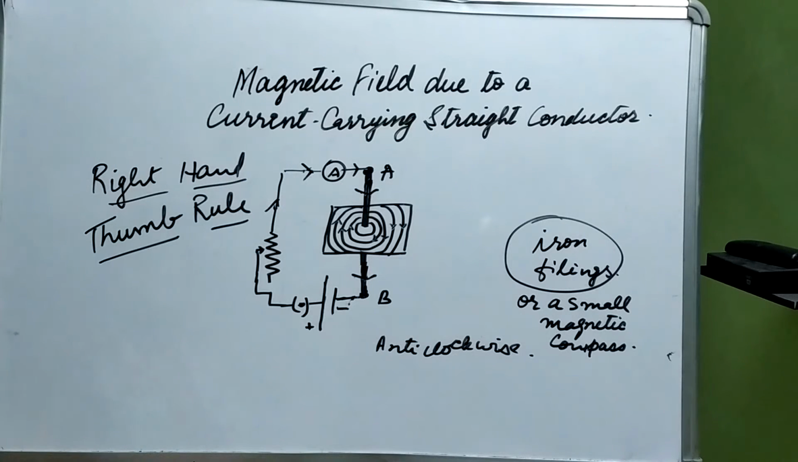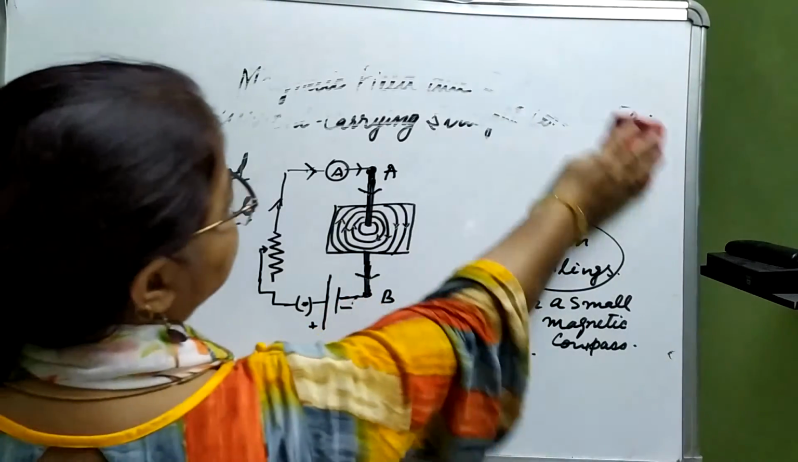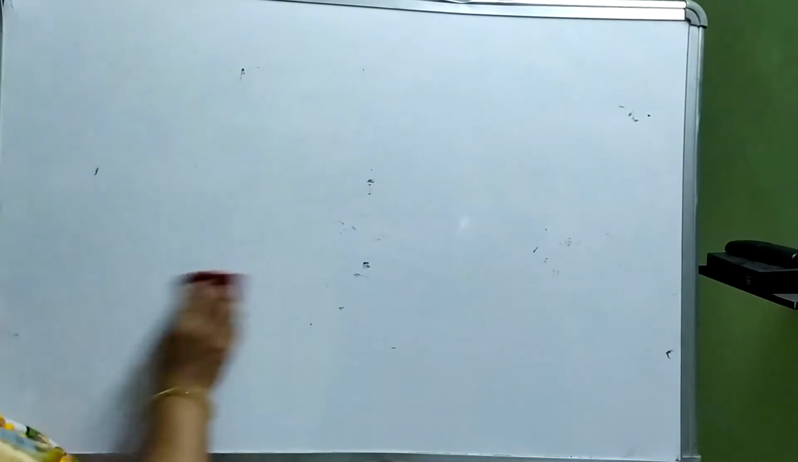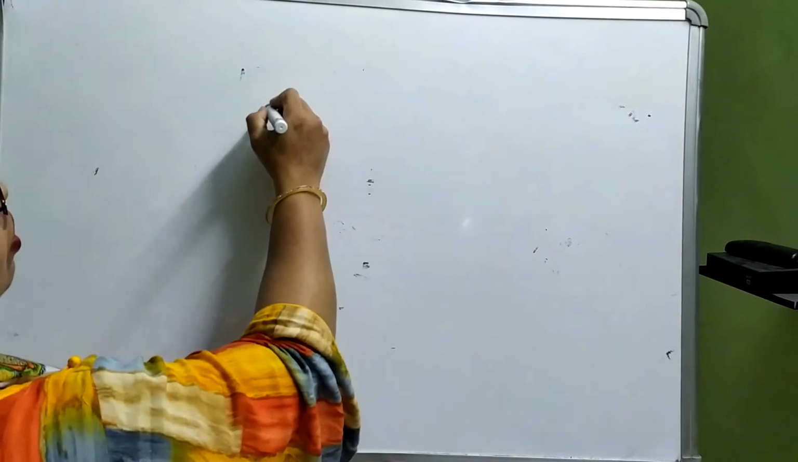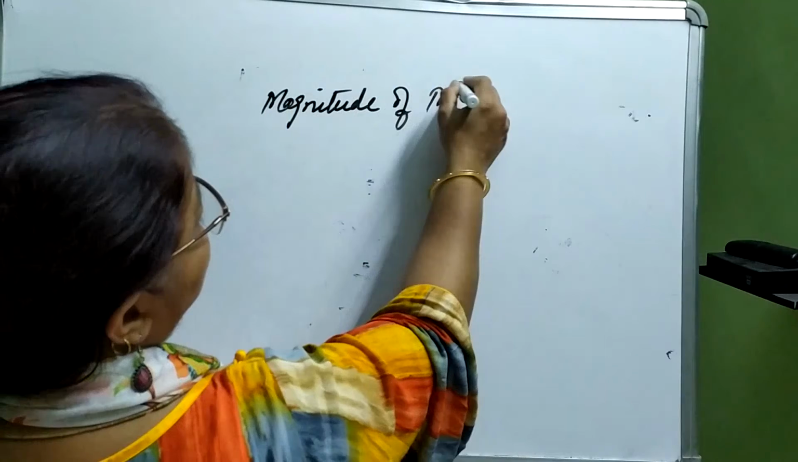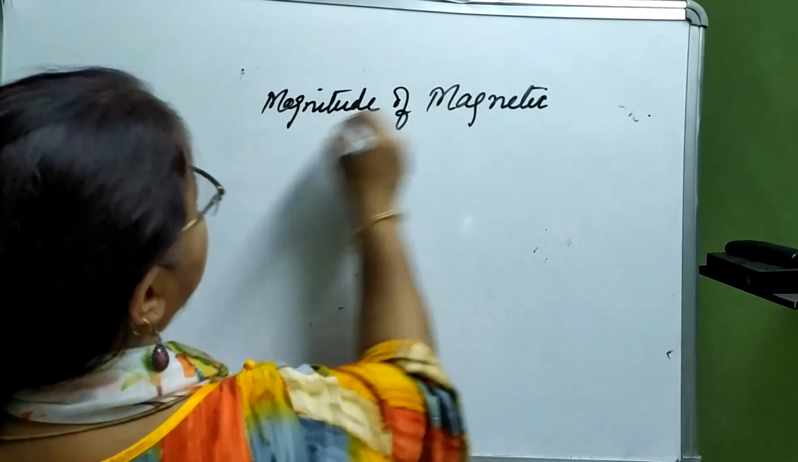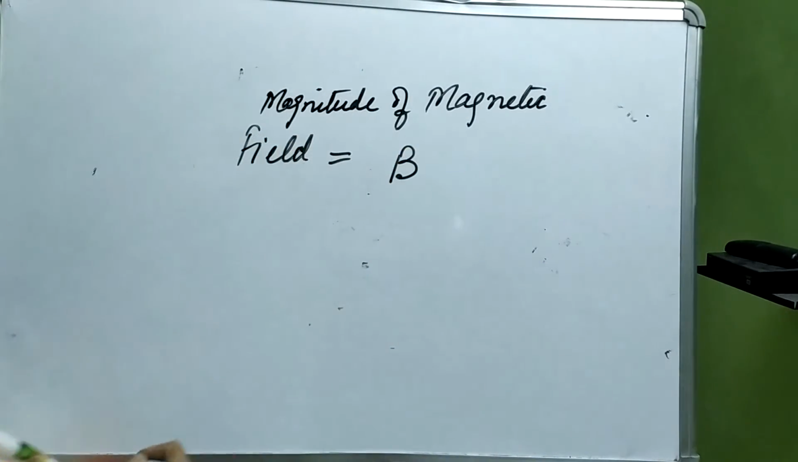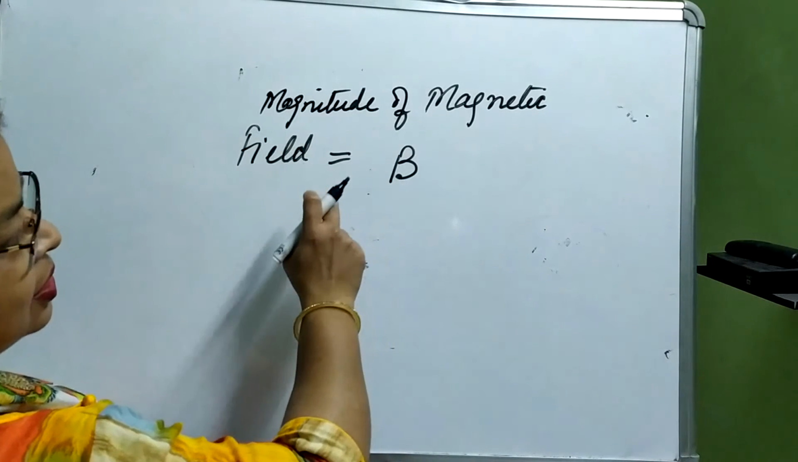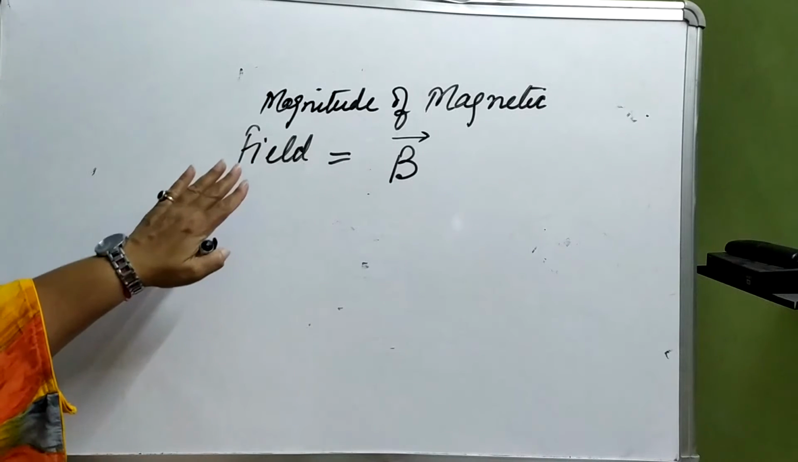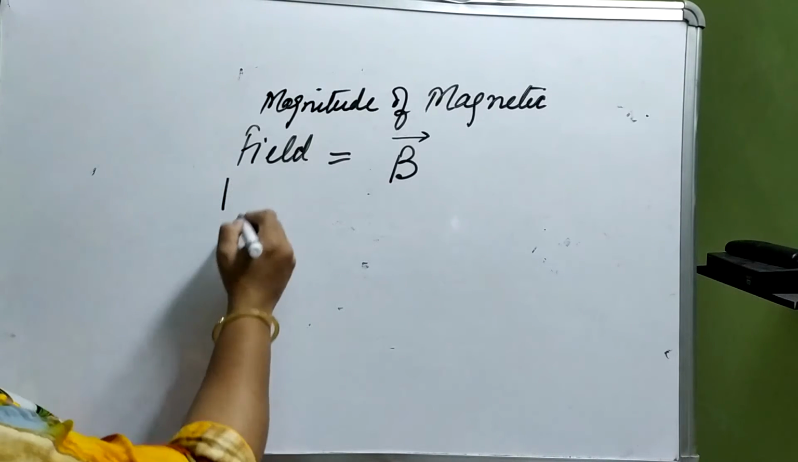Fine. Now what is the magnitude of magnetic field here? Let us see. The magnitude of magnetic field is denoted by B, capital B. And because it is in some particular direction, it is a vector quantity.